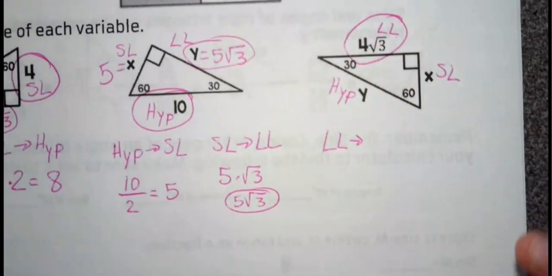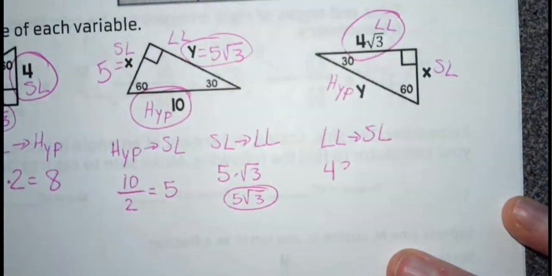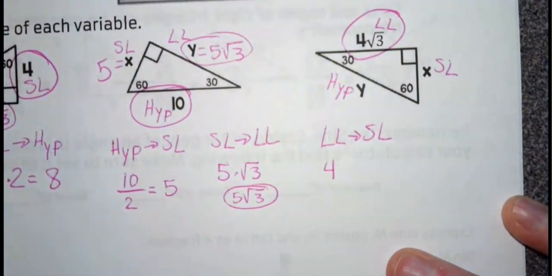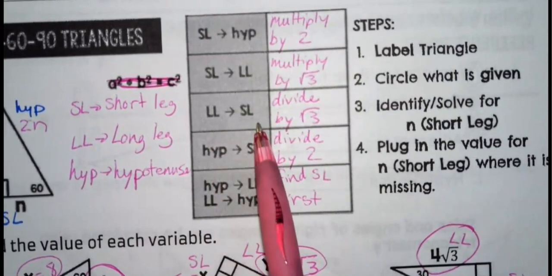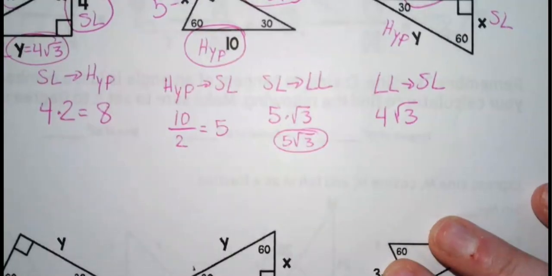Identify or solve for the short leg. So long leg to short leg: 4 square root 3. And then you have to look, okay, what does it mean? What do we do? Long leg to short leg. We divide by the square root of 3.